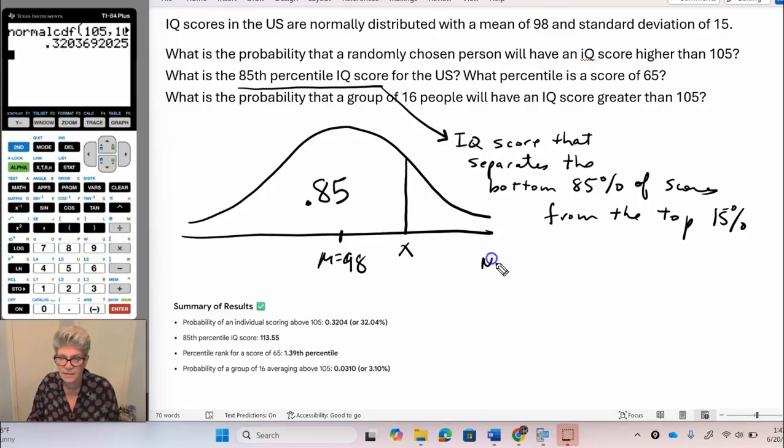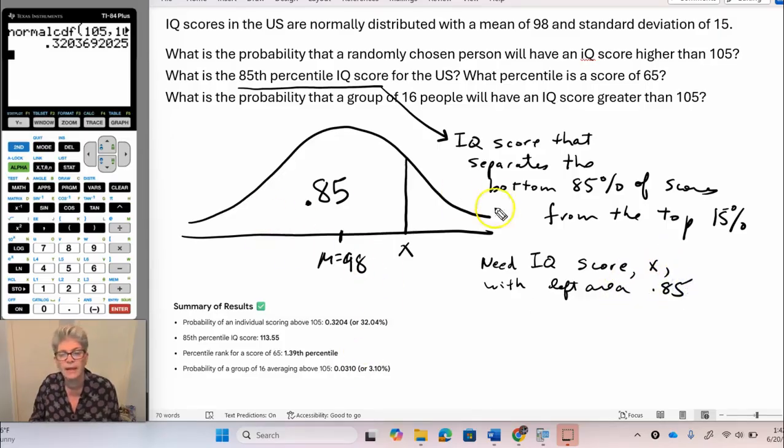So I need the IQ score X with left area 0.85. And there is a command that will give me that. I call it inverse norm. Now on the 84 plus, the default is the left area. So you have to tell it left area, then the mean and the standard deviation.